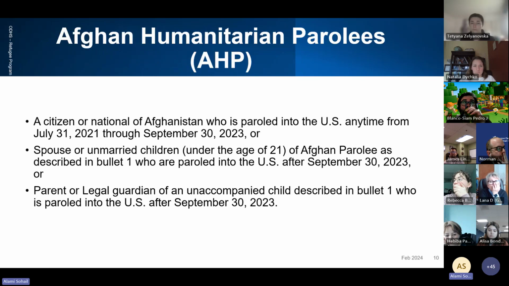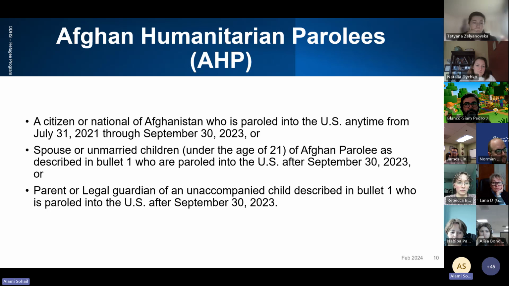Afghan humanitarian parolees. A lot of you have contracts specifically for Afghans, and that's why you would see the statuses of SQ/SI parolees, the SICPRs, the SIVs, but more importantly, you would see a lot of Afghan humanitarian parolees. Now, not every Afghan humanitarian parolee is eligible for receiving services. For an Afghan humanitarian parolee to be eligible to receive services under your contracts, they need to have arrived between July 31 of 2022 and September 30th of 2023. That is very, very important.